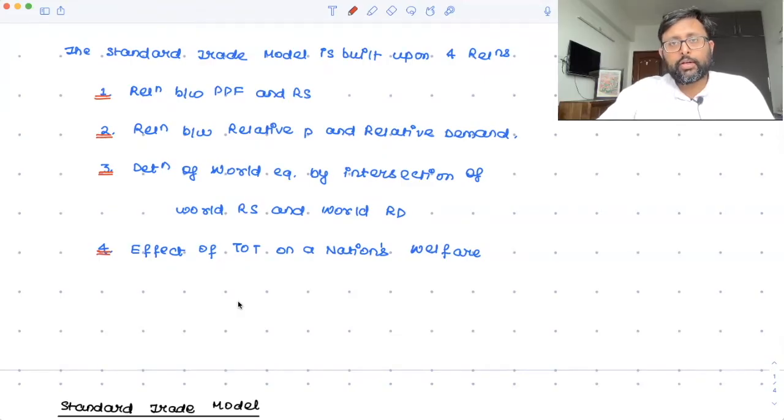Now, this standard model is going to be based upon a few key assumptions, key relations. One relation we're going to talk about is between the PPF and relative supply, the production possibility frontier and the relative supply curve. We'll talk about the relationship between the relative prices and relative demand. How do you get the world equilibrium price? By the intersection of the world relative supply and the world relative demand curves. And what is the effect of the terms of trade on the nation's welfare? This is what we're going to look at.